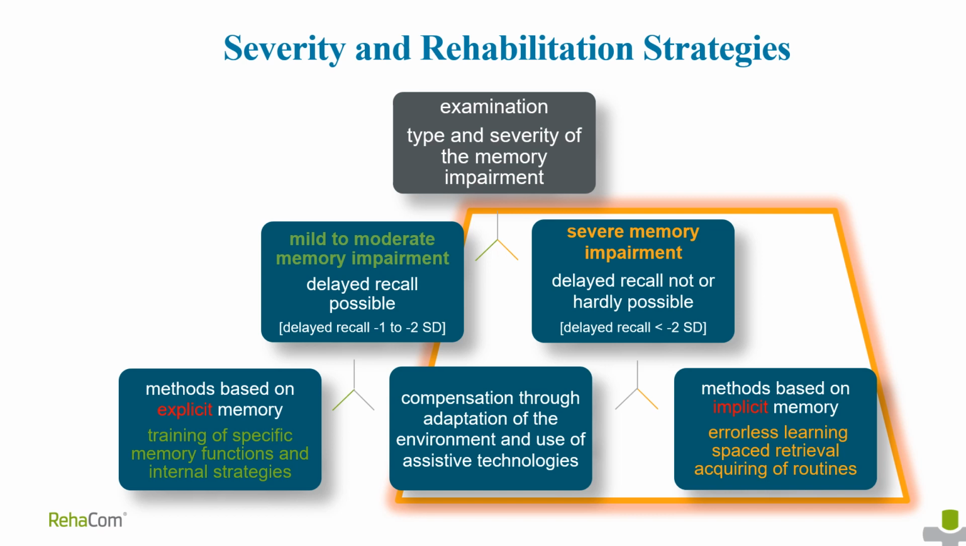Patients are considered to have a severe memory impairment if no or hardly a delayed memory retrieval can be demonstrated. For patients with severe amnesia, no recommendation for function-oriented memory training can be made due to a lack of evidence. In patients with severe memory disorders, the focus of therapy should be on learning compensation strategies with the aim of improving activities and participation. Patients with severe amnesia may learn domain-specific knowledge, skills, and everyday routines by errorless learning.